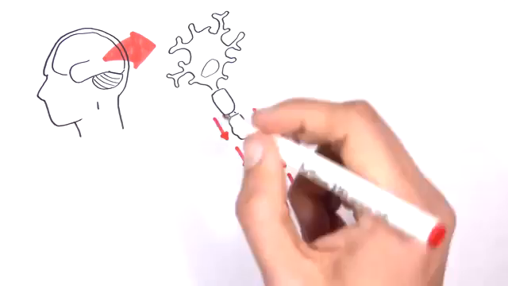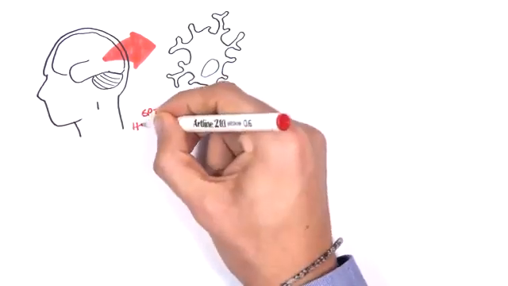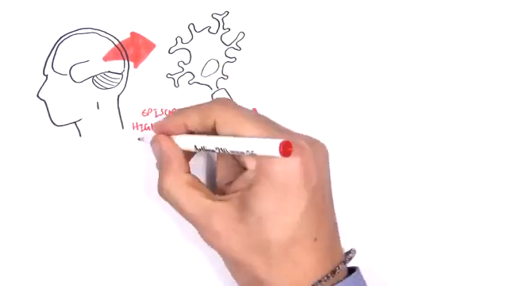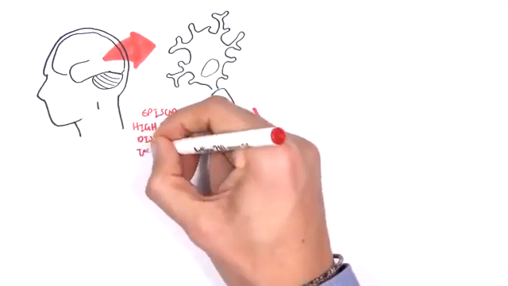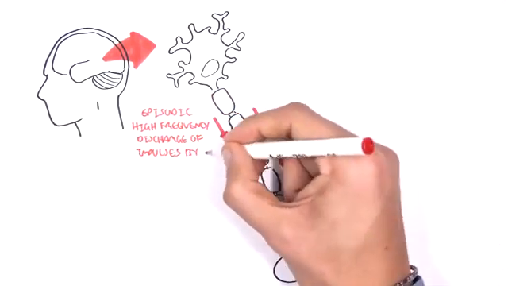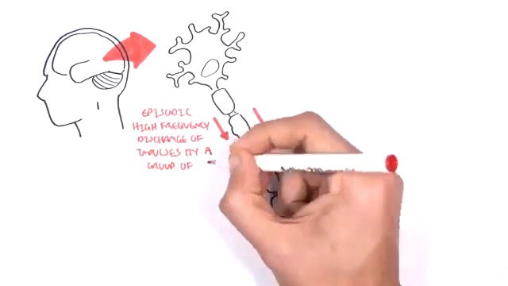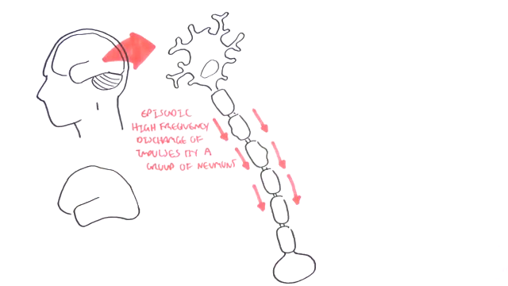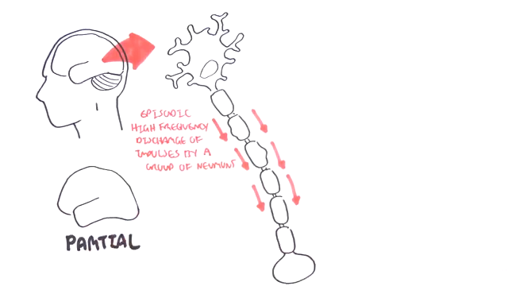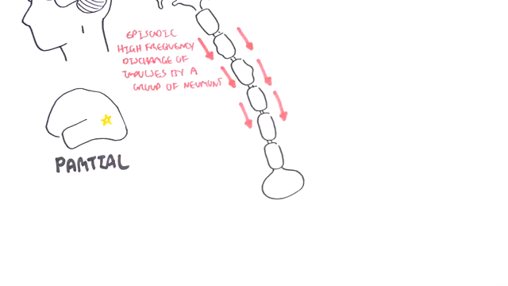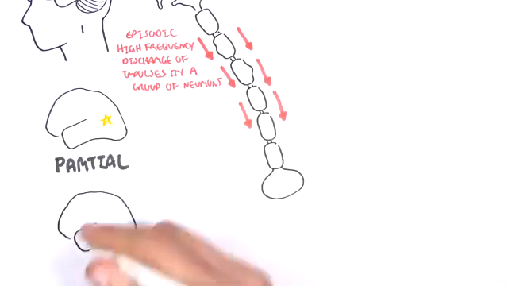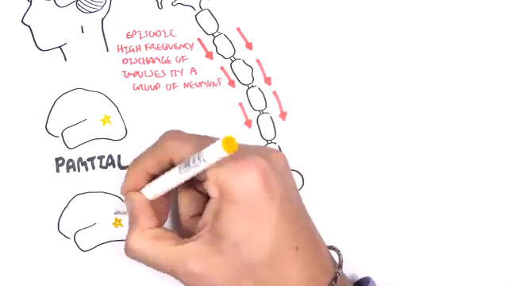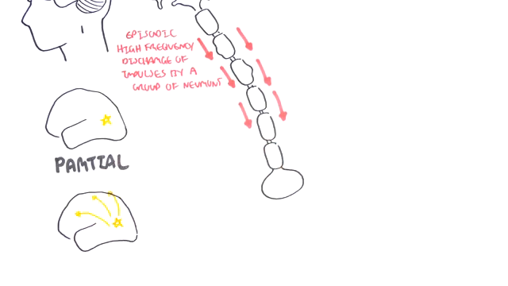So here I'm drawing the brain, and the brain is made up of cells known as neurons. In epilepsy, you have episodic high-frequency discharge of impulses by a group of neurons in the brain. It can be in one part of the brain, so localized. This will create what's known as a partial seizure, or it can start local and then spread throughout the brain or throughout part of the brain, and this is known as a generalized seizure.